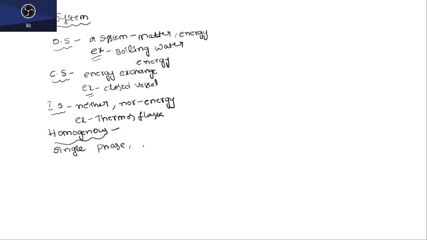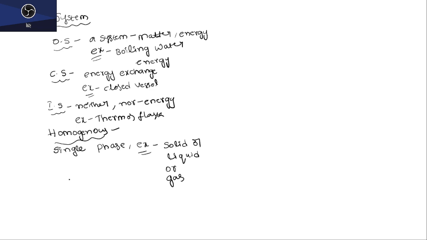Here, as examples for a homogeneous mixture, we can take a pure single solid, or a liquid, or a gas. Then let us take a mixture of gases. A mixture of gases and a true solution can be taken as a homogeneous mixture.